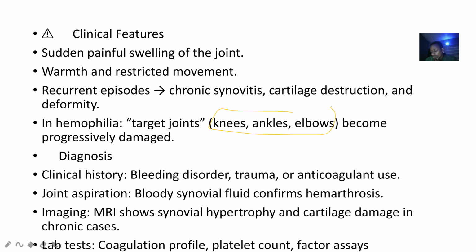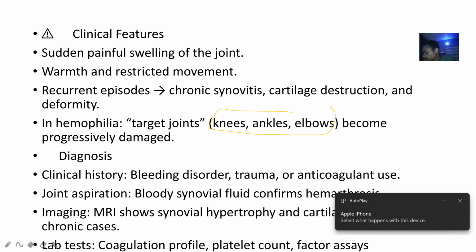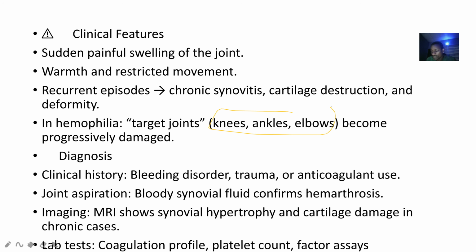You try to see that there's blood in the joint, to confirm that. Then what next? You do imaging where you see that the synovium is enlarged, or you say hypertrophied. Then you also test coagulation factors, where you try to see that the person's platelet levels are down and all of that. Basically, try to identify why the person is bleeding so much.